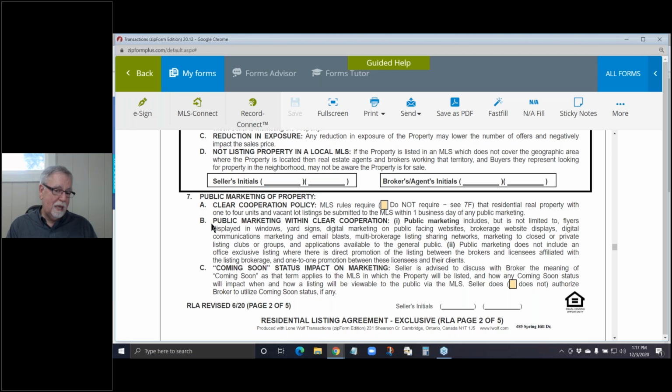Now, the only exceptions to that, and there's 2 of them in the paragraph, is that if it's only being marketed within a brokerage, that means it can't be marketed to the public. Marketed to the public means for sale sign in front of the property. It means putting it on the internet. It means making flyers, any of that sort of stuff that the public would have access to. If you do any of that, it's supposed to be in the MLS. The only other exception is, as it says here, 1-to-1 promotion between licensees and their clients, right?